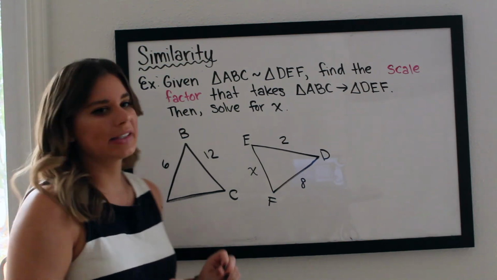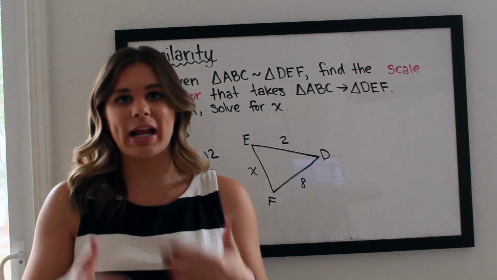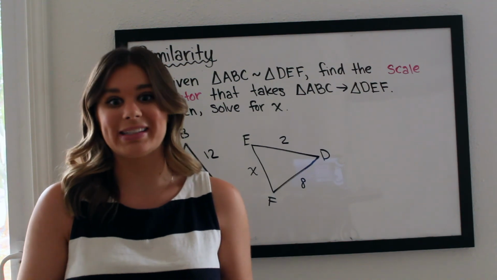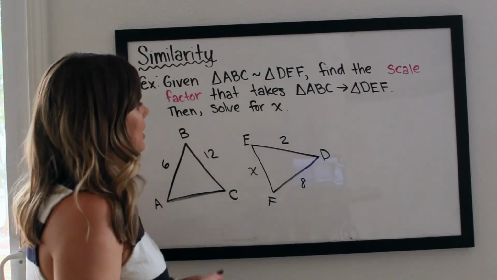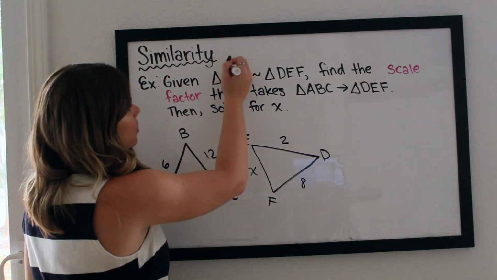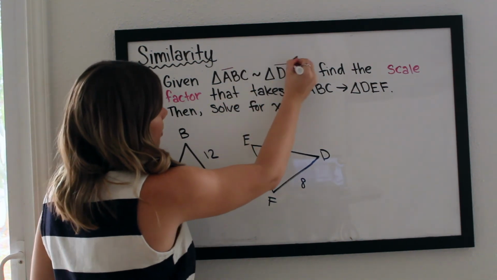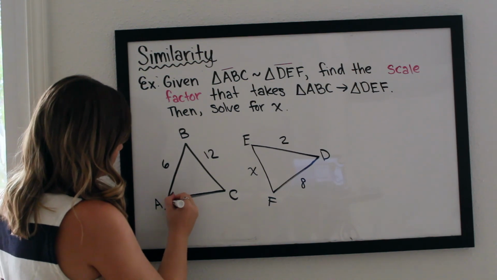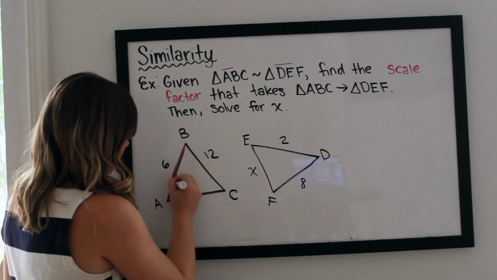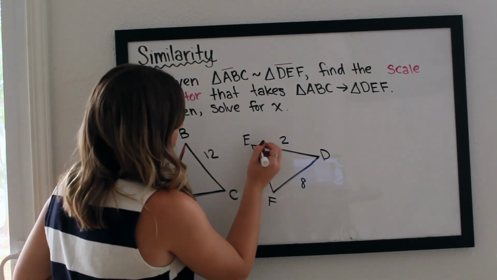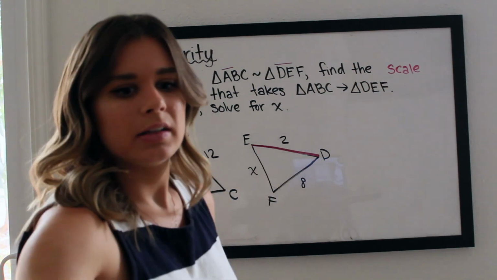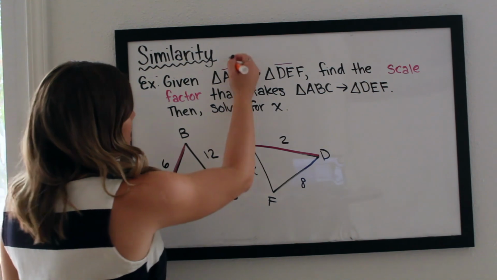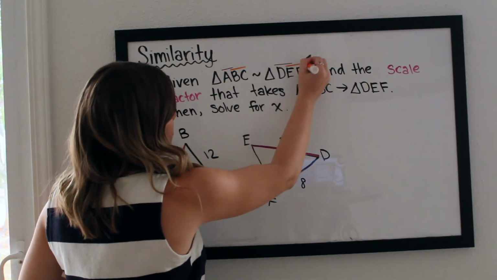So, to find the scale factor, we actually create a ratio of corresponding sides. So that's where this similarity statement comes in handy. So AB corresponds with DE. So I'm going to color code this. AB corresponds with DE. Okay. BC corresponds with EF.